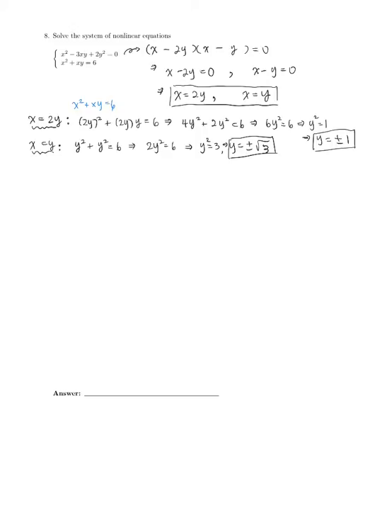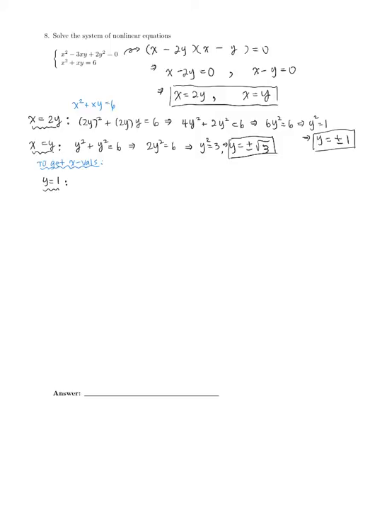Okay, so we got the y values. Now let's try to get all the possible x values. I'm going to take one thing at a time. So let's first take y equals 1 and see what happens. What I'll do is plug this into the top equation in factored form.